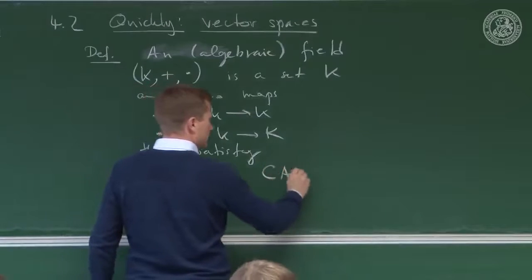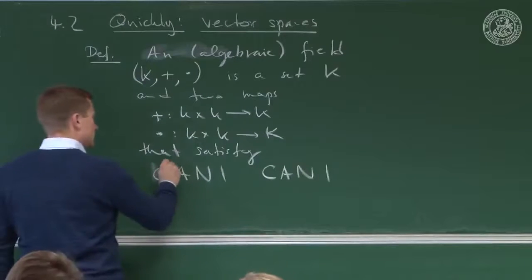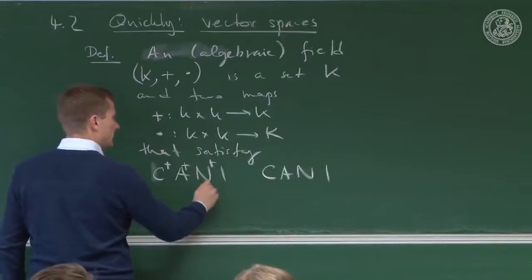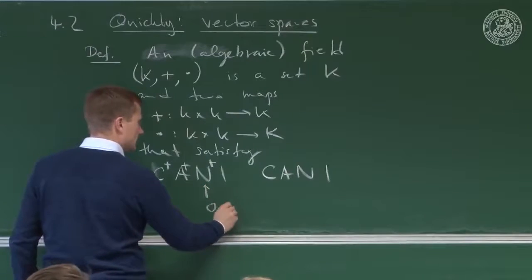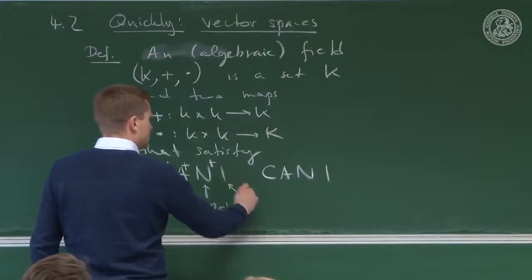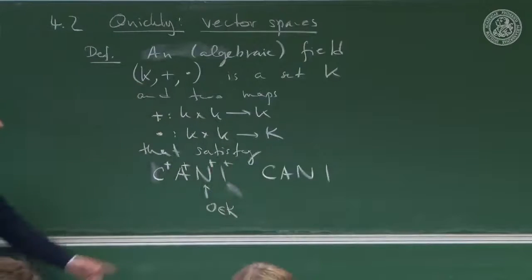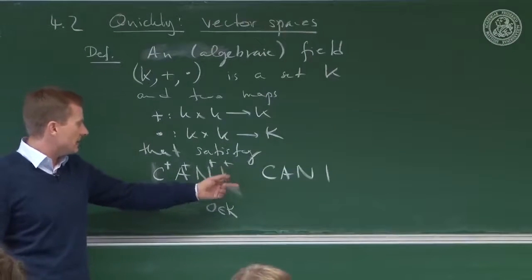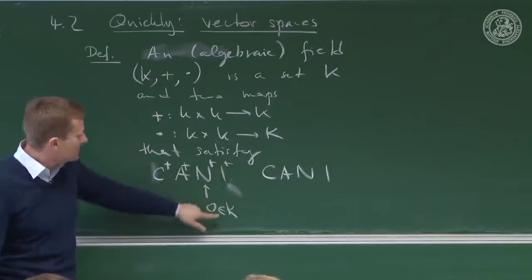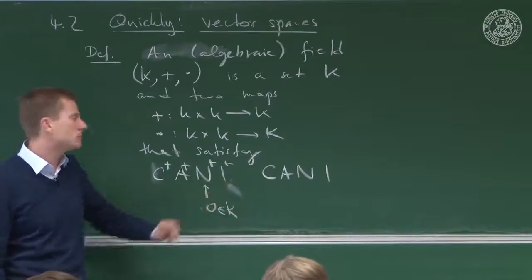CANI. So you saw this before, therefore I make it quick. The addition is commutative, it's associative. There exists a neutral element, let's call it 0, in the set. So whatever element in the set it is, we call it 0. And for every element, there exists an inverse with respect to addition, the inverse being defined such that you take an arbitrary element and add the inverse, and then you get the neutral element.